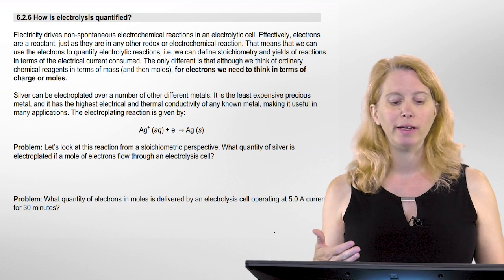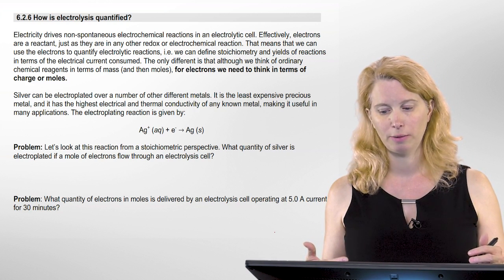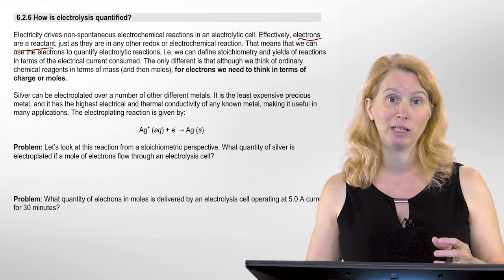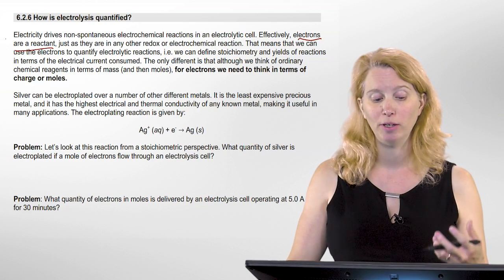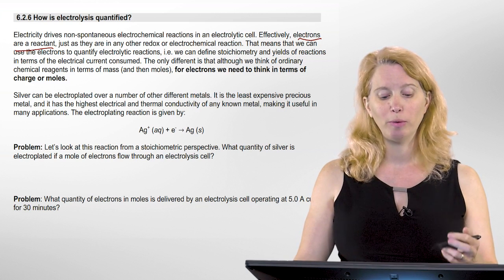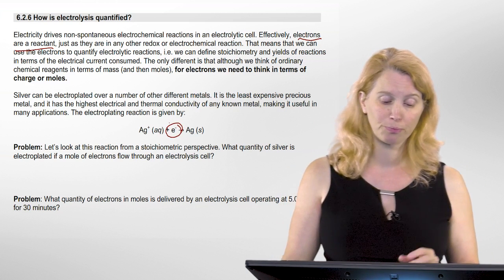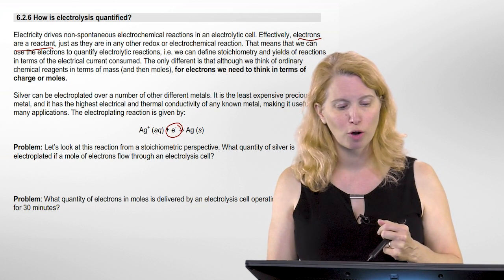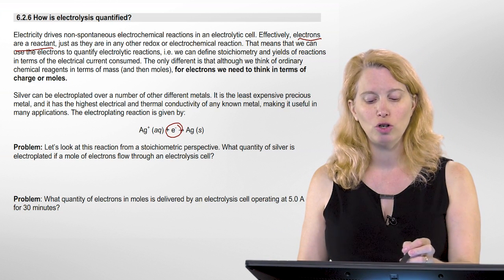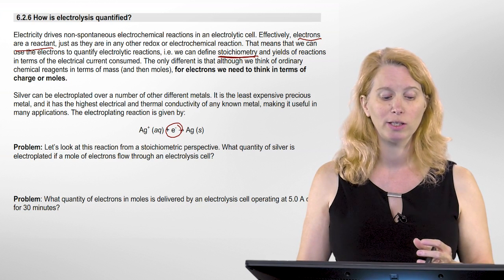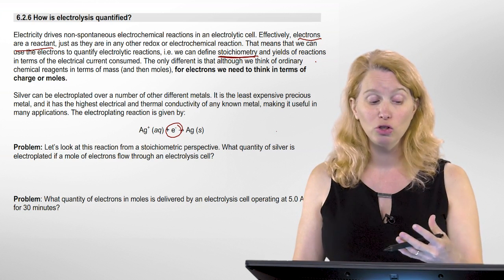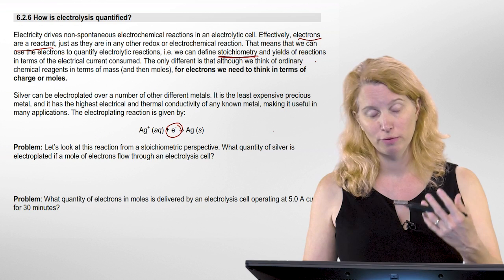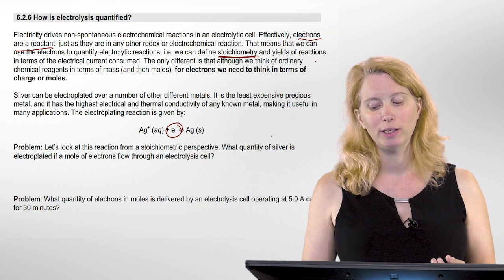So you know already that electricity drives all electrolytic cells. So that means that in a sense, we can think of electrons as a reactant in the electrochemical processes that happen in electrolytic cells. So, we write electrons as a reagent in redox reactions. We can actually even quantify them in terms of physical properties. So we can use the electrons and the stoichiometry of chemical reactions to talk about things like yields of reactions and efficiencies of reactions and amount of reagent consumed. And that's what I'm going to show you in this lesson.